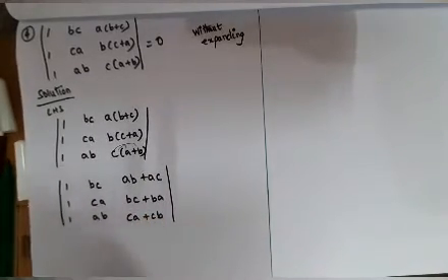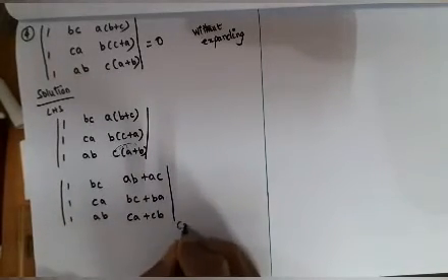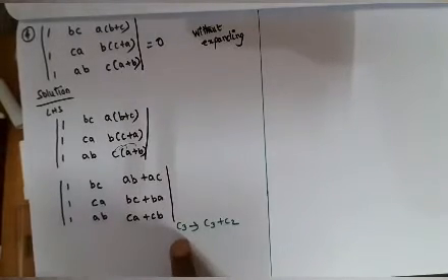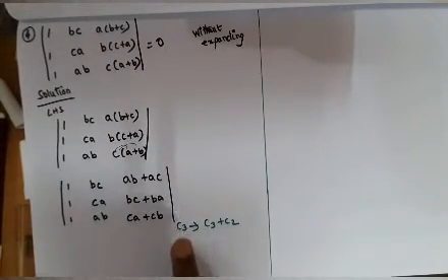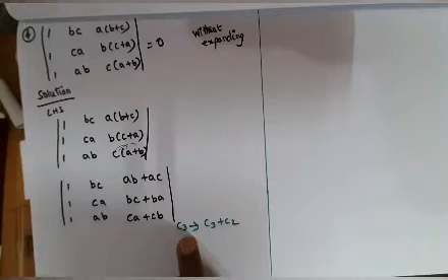So now I am going to make some changes in C3. C3 gives C3 plus C2. That means some changes in C3. If you use C3 here, here also C3. If you use C2 here, here also C2. If you use C1, here also C1.